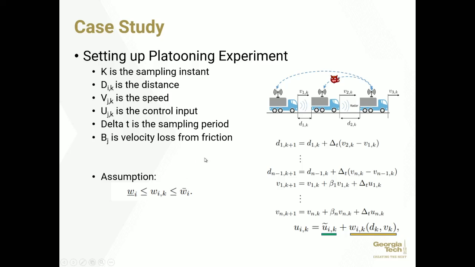So going through the rest of the variables, k is the sampling instance, d is the distance, v is the speed, u, which we just went over, is the control input, delta t is the sampling period, and b is the velocity loss due to friction. Friction being from the road itself, as well as the air that is affecting the vehicle.